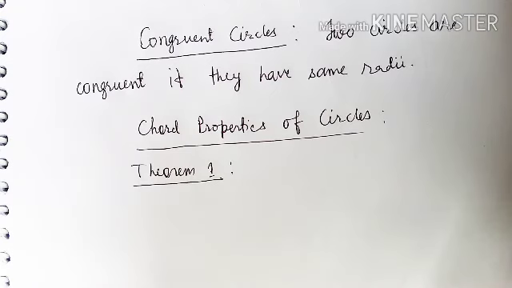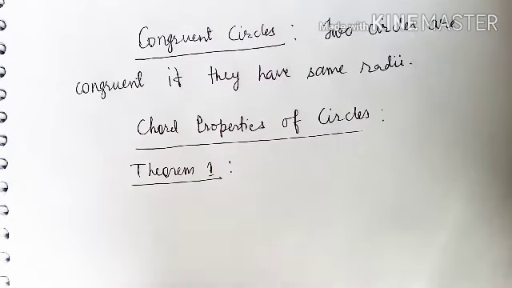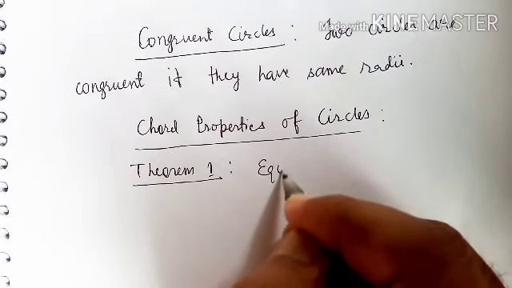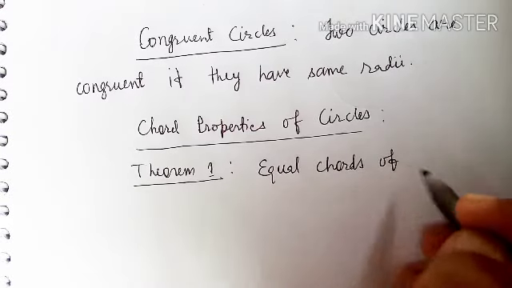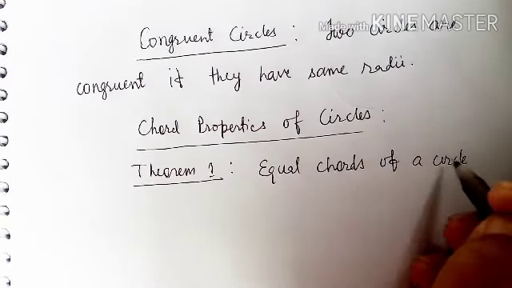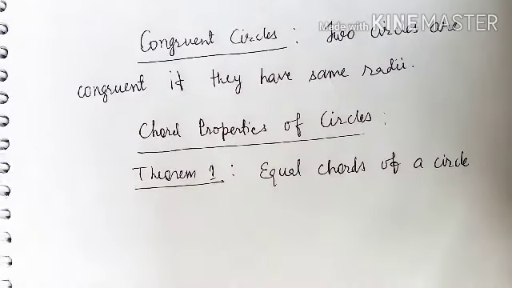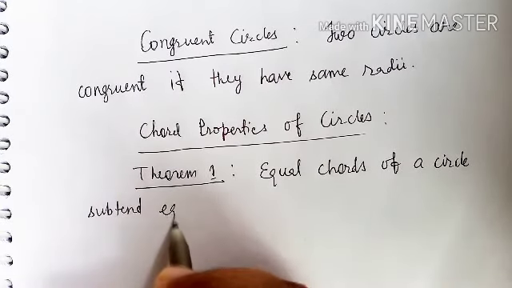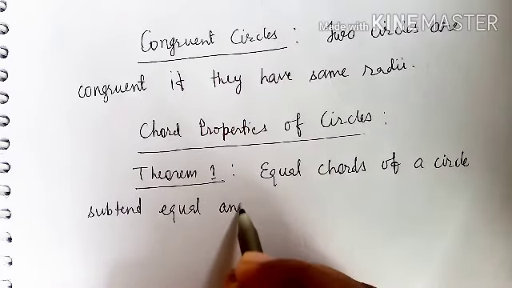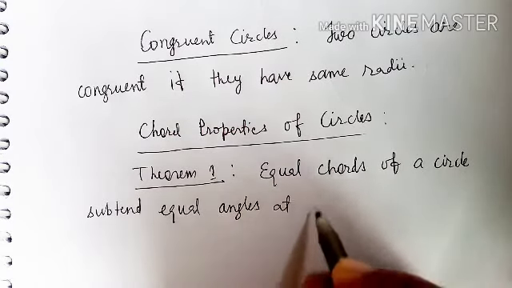Chord properties of circles. You know, a chord is the line segment joining two points of a circle. Theorem 1: Equal chords of a circle subtend equal angles at the center.